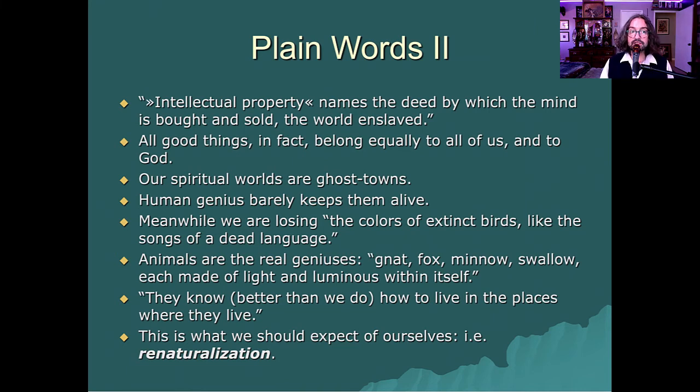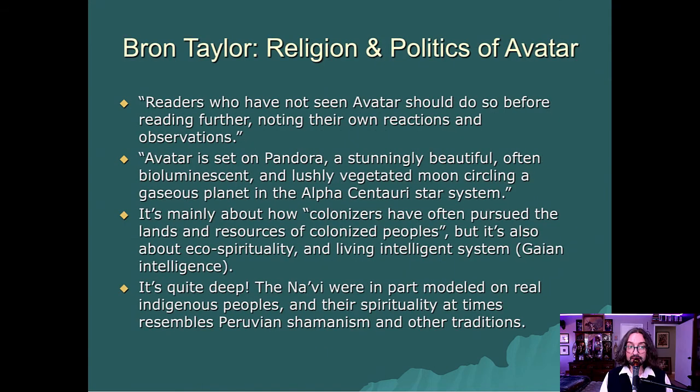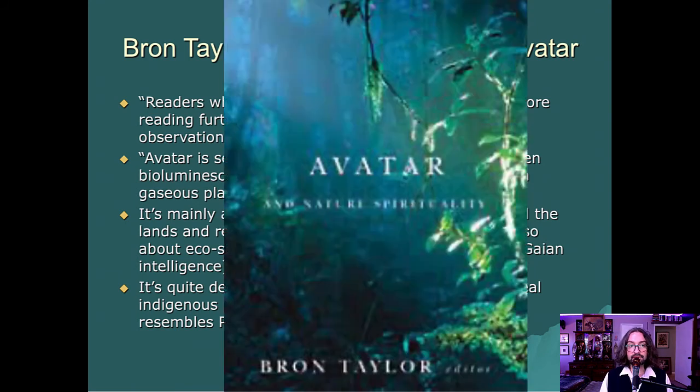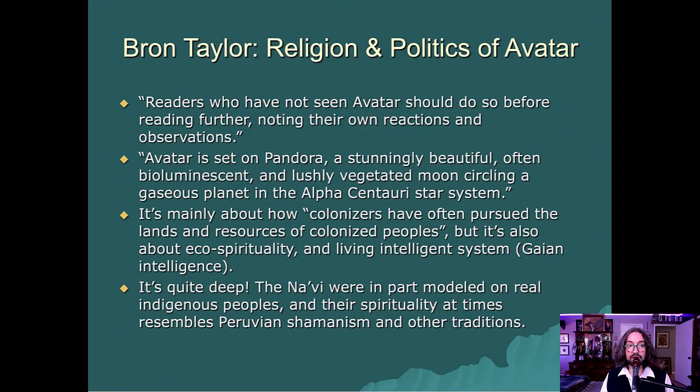And this is what we should expect of ourselves, a kind of renaturalization. Braun Taylor's introductory piece is at the beginning of a long edited volume on Avatar and nature spirituality. If anybody wants to pick it up, it's another one of those options that you could possibly do for your presentation. Check out the table of contents online and see if you're really into Avatar, then you could potentially find that book.